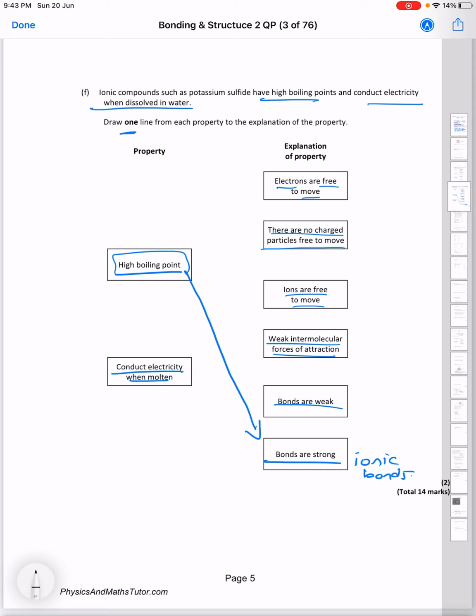Conduct electricity when molten. Why can they conduct electricity when molten? What I said is that for electricity to pass or to move through wires or through solutions, it needs a charged particle that is free to move, whether this charged particle is an electron or an ion. So this leaves me between these two answers, and a lot of students mix up. They choose electrons. The entity that I have in the ionic compound is not electrons, it's ions. When I say sodium chloride, this is not an electron, this is an ion.